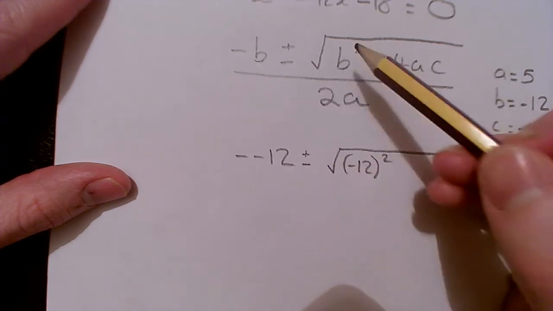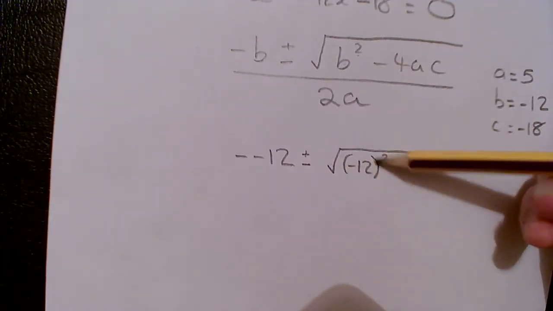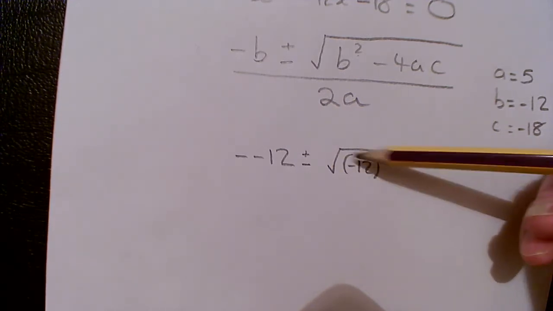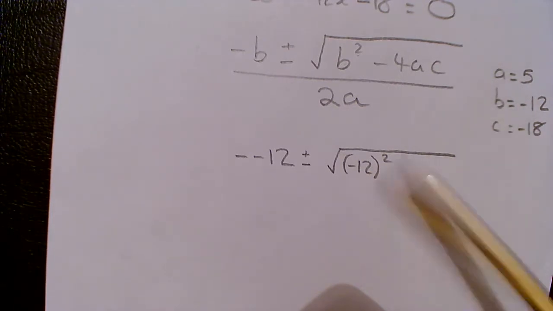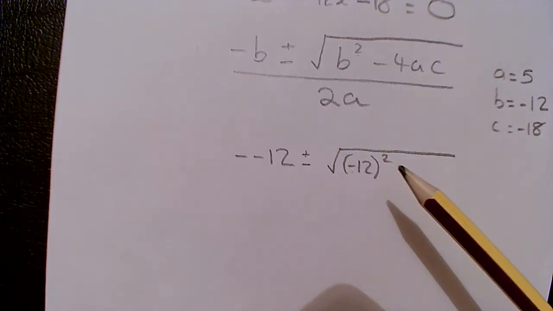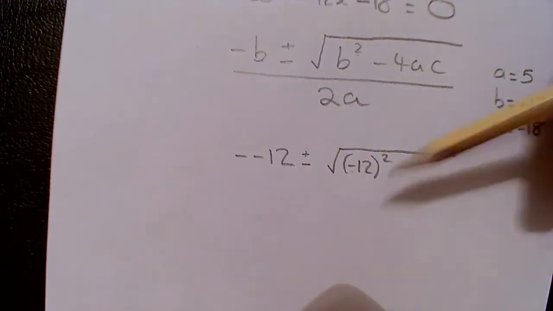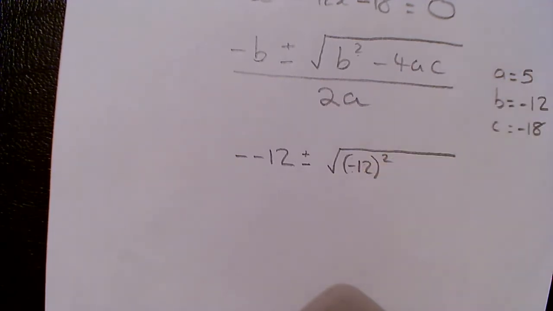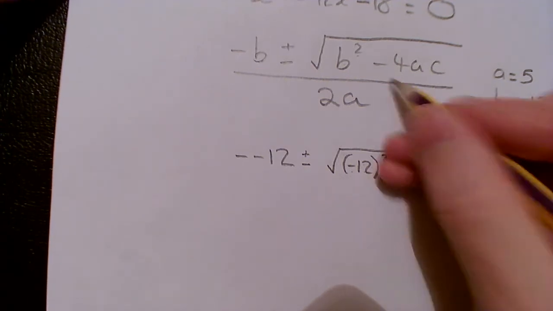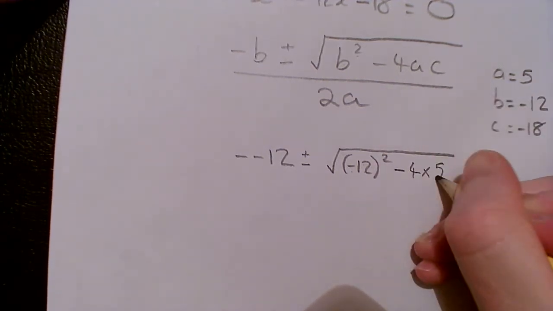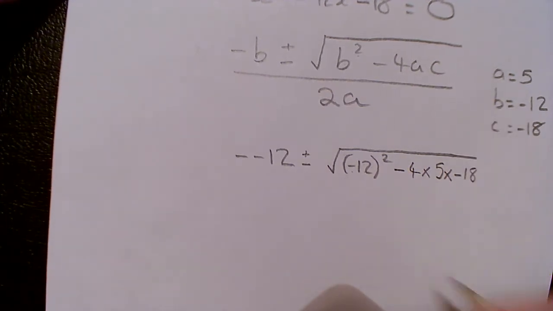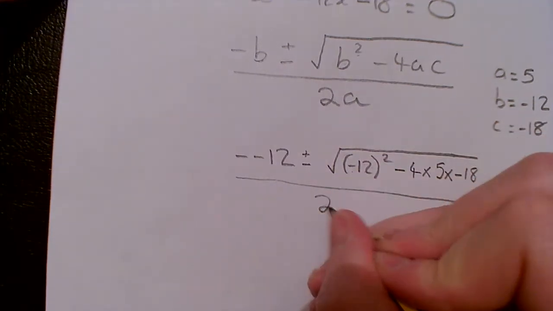Remember, if you want to do negative 12 squared on your calculator, make sure you put that into brackets. I'm sure your teacher has told you that if you do not put those brackets in, the calculator will do order of operations. It'll do 12 squared, which is 144, then make it negative. So you'll end up getting minus 144, which is not what the answer to that is, because negative 12 squared is positive 144. And then we've got minus 4 lots of a multiplied by c, which is negative 18, and that's all divided by 2 lots of 5.